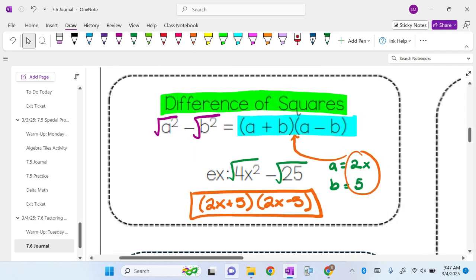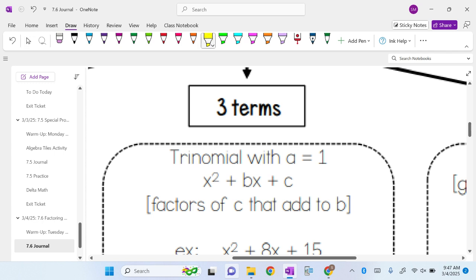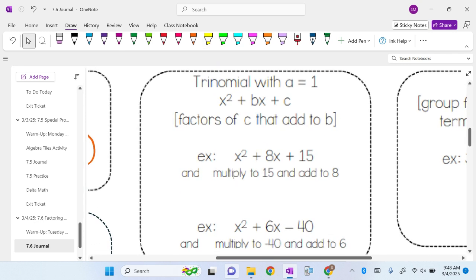Now, that's with 2 terms. 3 terms is what we've done a majority of our factoring with. So, factoring trinomials, whether your a value is equal to 1 or it's not equal to 1. Starting with the easy, when a is equal to 1, meaning that you would have x squared plus bx plus c, there wouldn't be a number in front of the x squared.